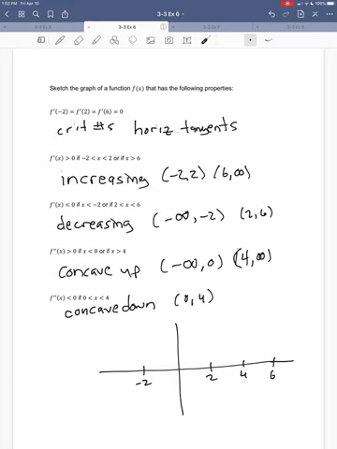I'm also going to have it change concavity. From -infinity to 0, it's concave up, 0 to 4, it's concave down, and 4 to infinity, it's concave up. So let's see, what do we have here? We said it was decreasing till -2 and then increasing. So it's going to have a minimum at -2.